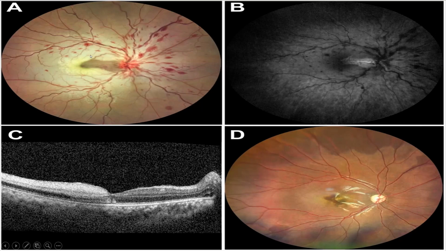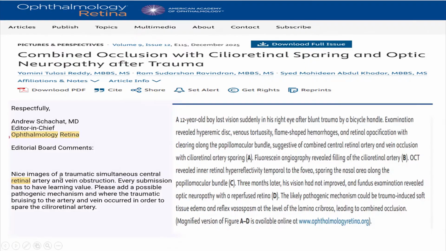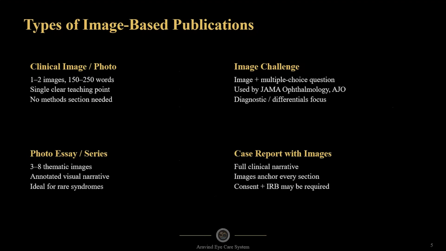So this is a normal retina. This is an ischemic macula, and this is a patent cilioretinal artery that you can find on FFA. So we submitted this to Ophthalmology Retina, and the editor wrote back, nice images, but please add, every submission has to have a learning value. So please add a possible pathogenic mechanism for this occlusion. So we went back and wrote that the likely mechanism could be a combination of trauma-induced soft tissue edema with reflex vasospasm at the level of the lamina cribrosa, and it got accepted in Ophthalmology Retina and got published.